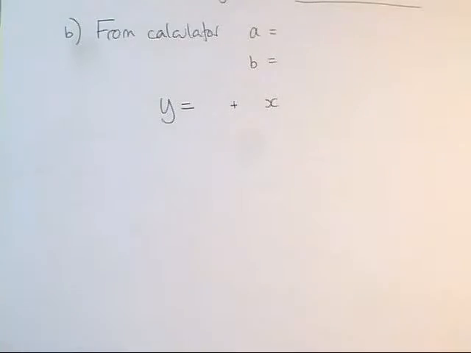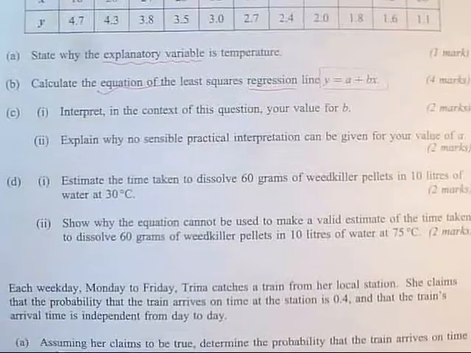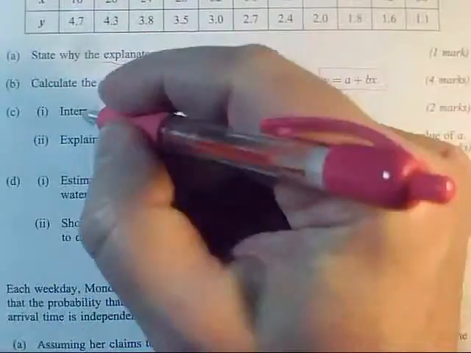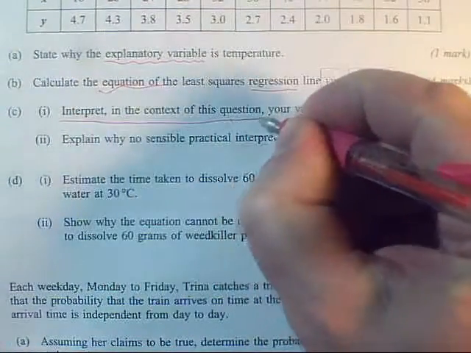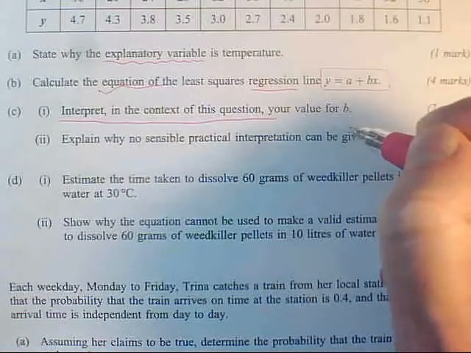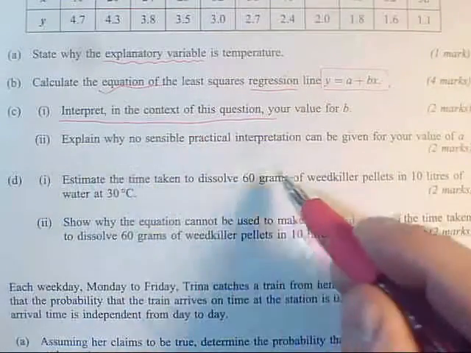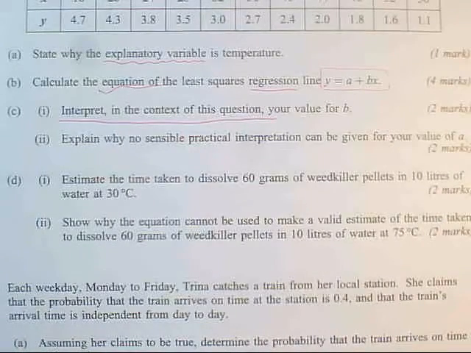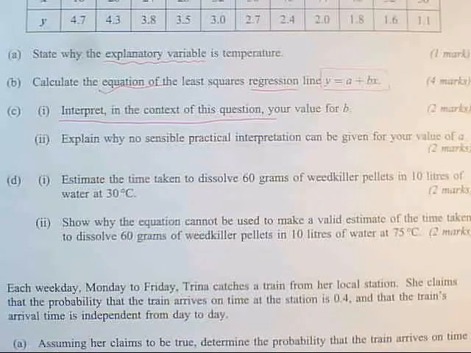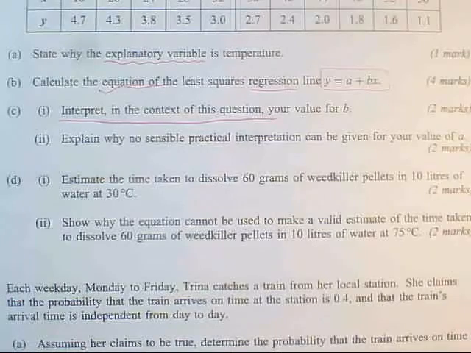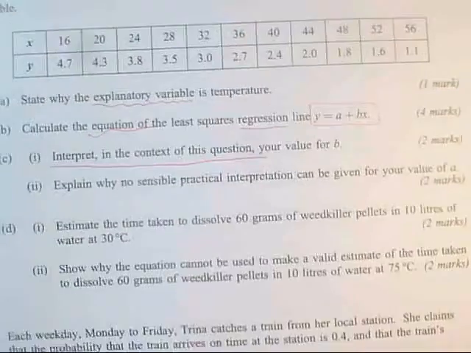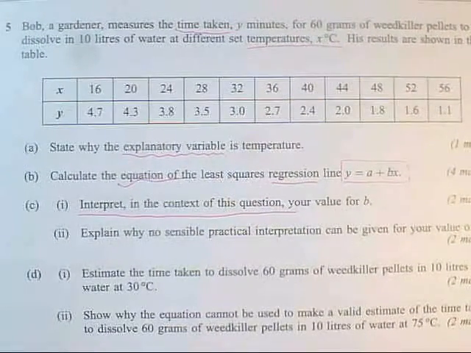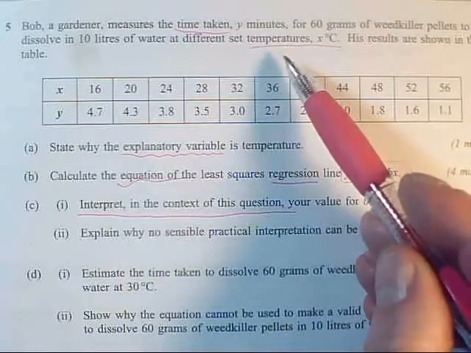So that takes you to part C, where we've got to do some interpretation in the context of the question, the value of b. And then in this next one, we're talking about the interpretation of A. So you've got to remember your standard interpretations of A and B, and always use the actual numbers when you do this. So a first attempt at interpreting B, which is the gradient of the line, you have to talk about the variables. So the variables were, if you remember, time taken and temperature.